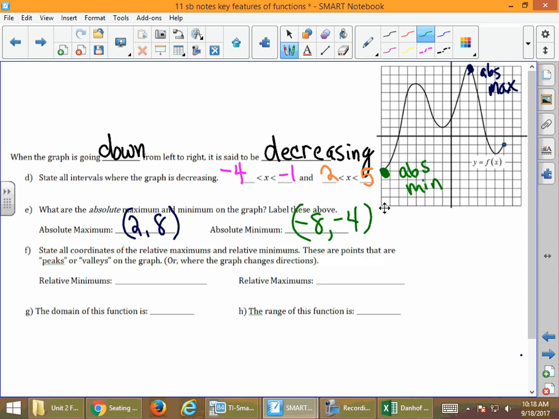Absolute max, absolute min. The highest point on the graph or the lowest point on the graph. You don't have to have an absolute max or a min, or you could have one. It just depends on the graph. There's also something called a relative minimum or a relative maximum. Relative minimums or relative maximums occur at peaks or valleys on the graph, or where the graph changes direction. So one more time, I'm going to erase my picture.